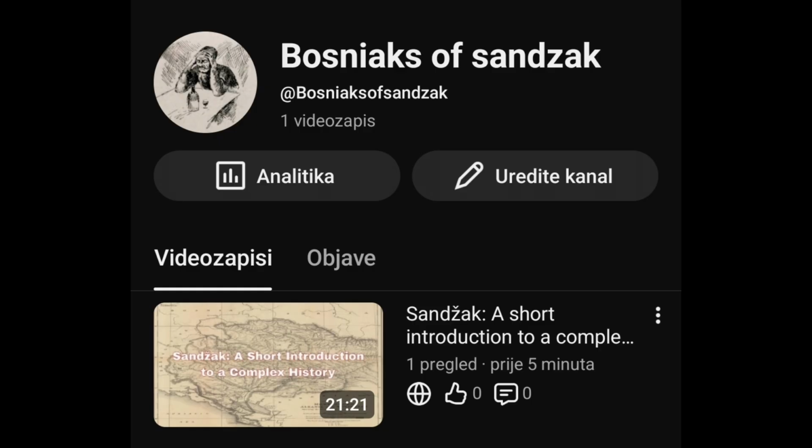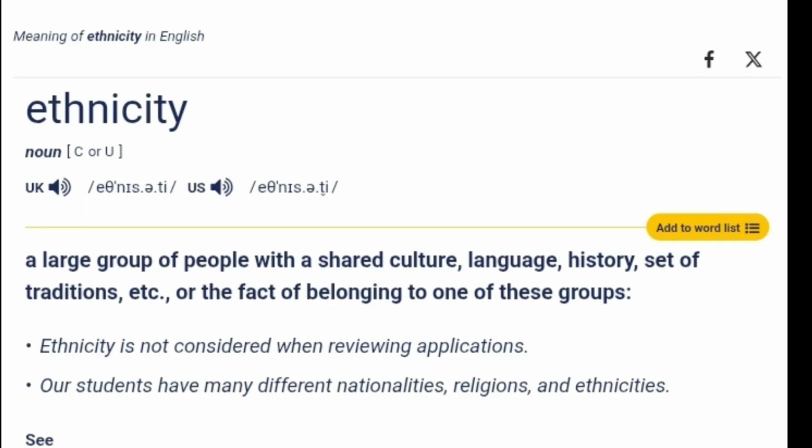The same can be seen in our first video, where we showed what Albanianhood is and what Albanians are. An Albanian is someone who possesses the predicates of Albanianhood, which make him Albanian. The definition was also given in that video, but we will also show it in this video. The classical definition of an ethnicity would be a large group of people with a shared culture, language, history, set of traditions, etc. As we said, Albanians have predicates of Albanianhood, which make them Albanians.